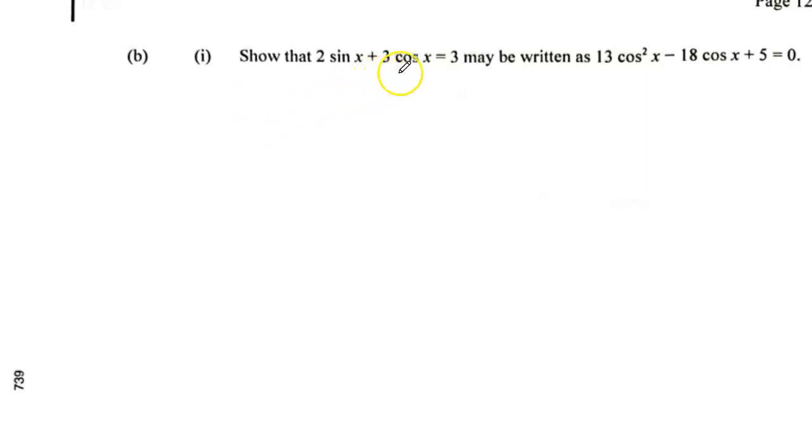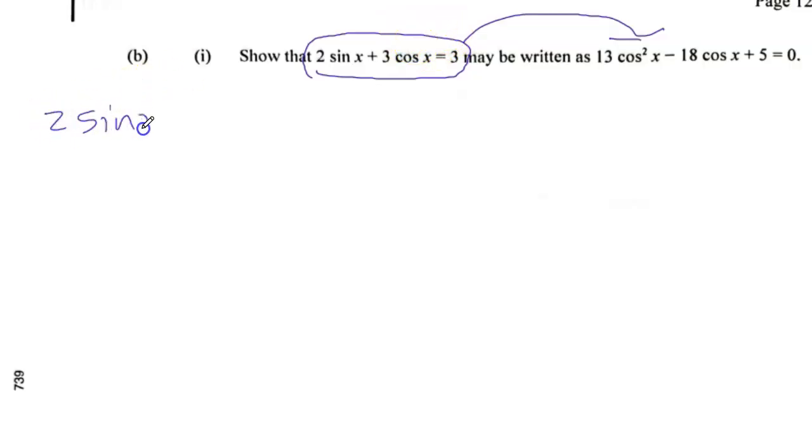Show that 2 sin x plus 3 cos x is equal to 3 may be written as 13 cos²x minus 18 cos x plus 5 is equal to 0. So we have 2 sin x plus 3 cos x equal to 3, and we have to use it to show that we'll end up there. So let me bring over the 3 cos x. So we have 2 sin x, and I bring that over, we'll actually have 3 minus 3 cos x. Just simply bring the 3 cos x, sorry, on the right hand side here.